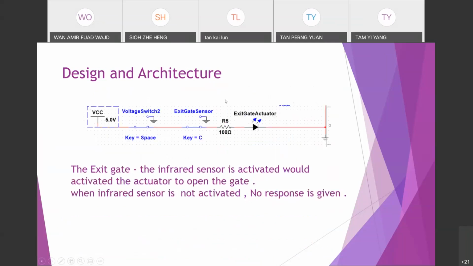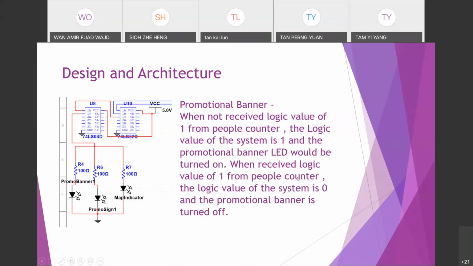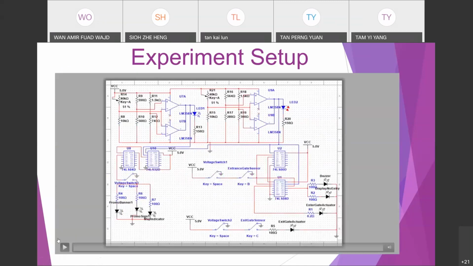The exit gate is just a normal gate where when the infrared sensor detects somebody, it will close and allow the gate to open and let people get out. The promotional banner is under condition 1. After condition 1 or condition 2 is activated, the promotional banner would be closed to passively not attract the attention of others toward our premise. Now this is a demonstration of our circuit. Thank you.